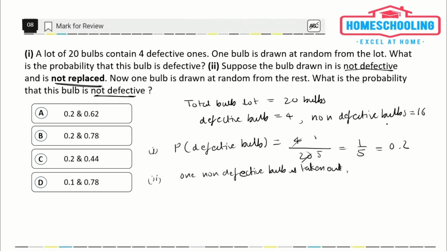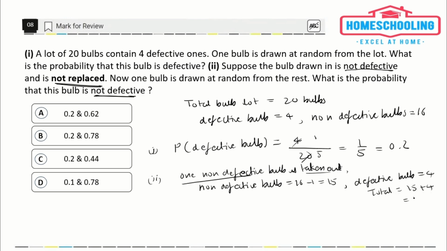So now how many bulbs are left? One non-defective bulb is taken out. So the non-defective bulbs will be 16 minus 1, that is equal to 15. And defective bulbs would be 4, and the total would be 15 plus 4, that is equal to 19.